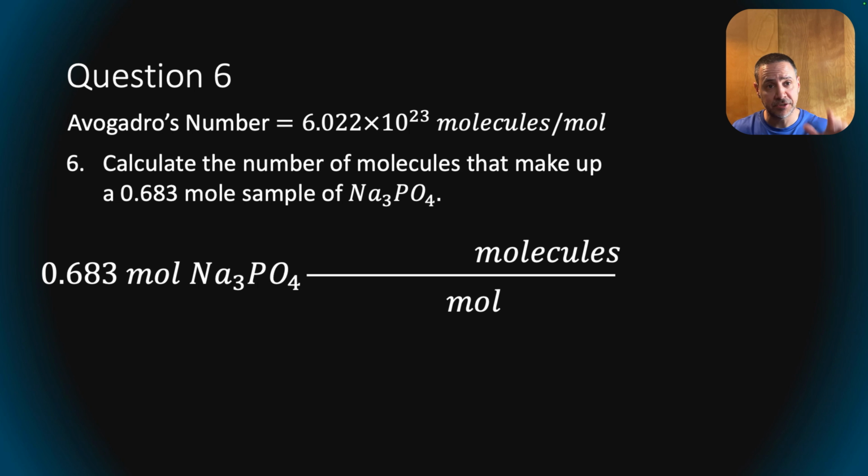Avogadro's number, as given on the top, is the molecules per mole. So the 1 goes next to the mole on the bottom, and 6.022 times 10 to the 23rd goes on the top. We plug in 0.683 times 6.022 E23. Yes, I said E here because your calculator has a scientific notation button that will make it much easier to perform calculations like this. Make sure you know how to use that button properly.